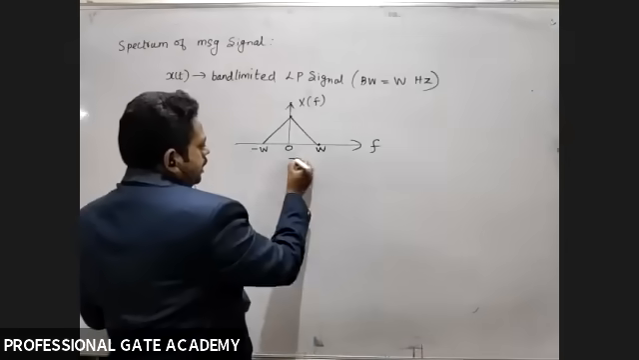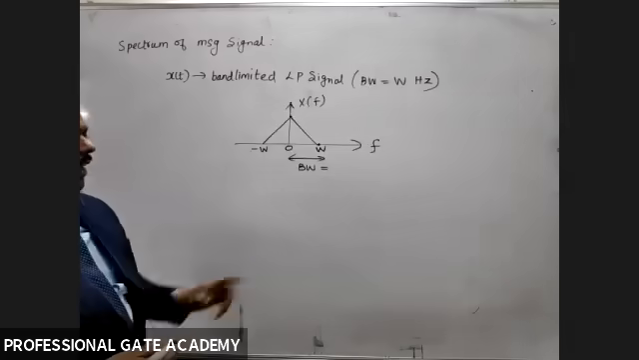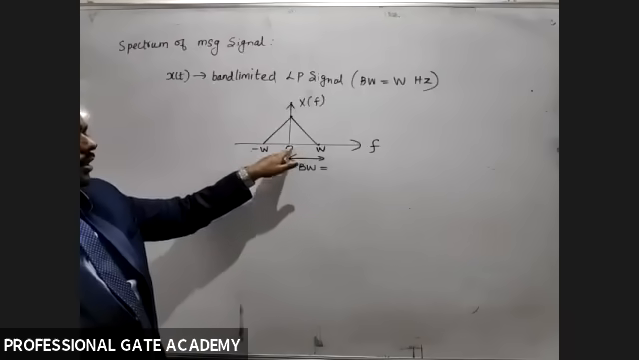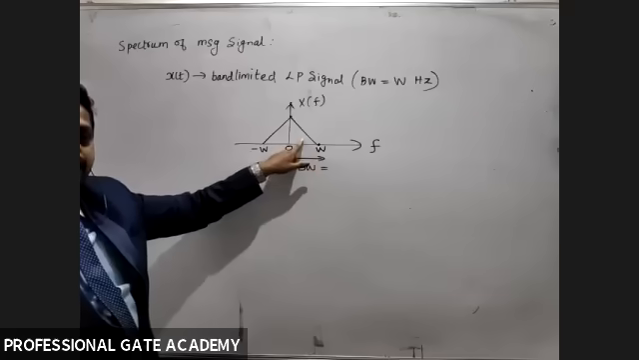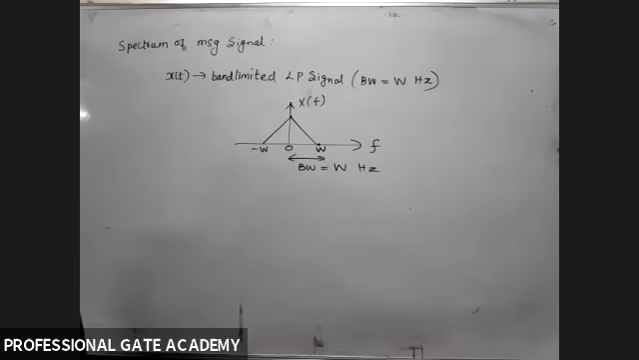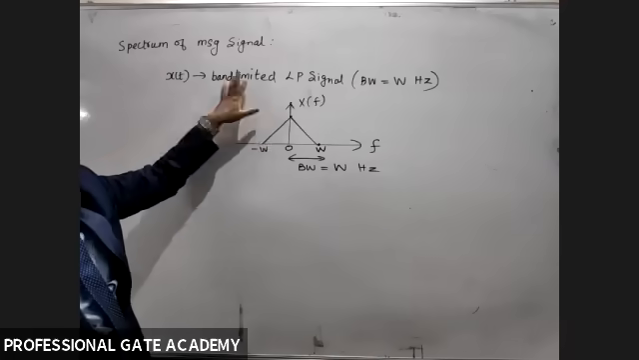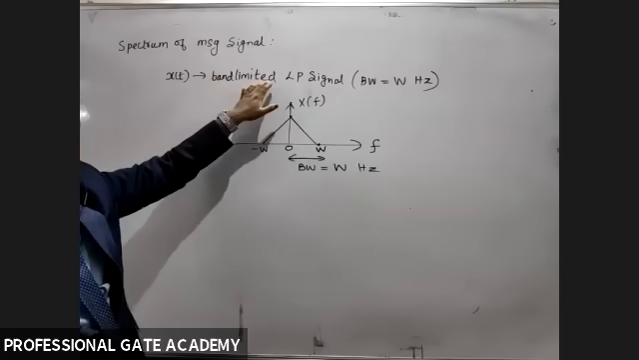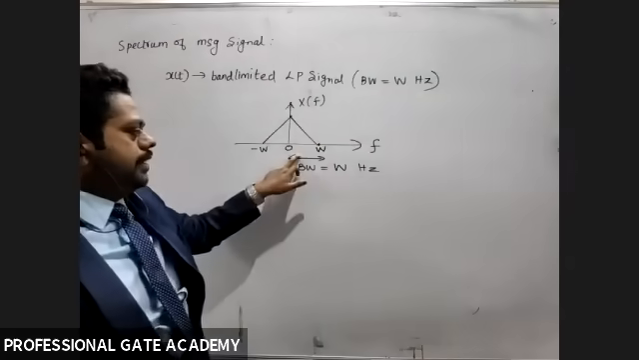Now, how do you find the bandwidth of this signal? The bandwidth is 0 to W. To find the bandwidth, consider only the positive side frequency. So the bandwidth is W hertz. So the spectrum of the message signal is assumed like this. X of t is taken as a band limited low pass signal, band limited to W hertz. Therefore, the bandwidth of x of t is W hertz.